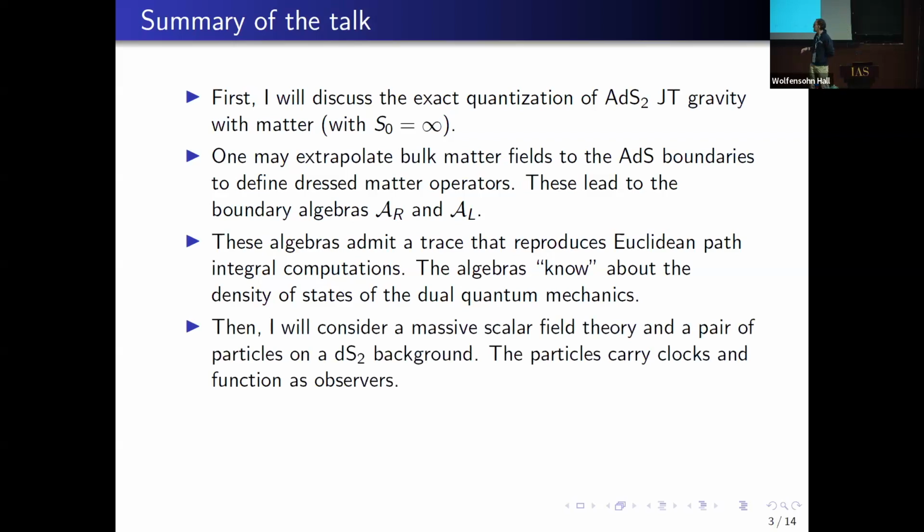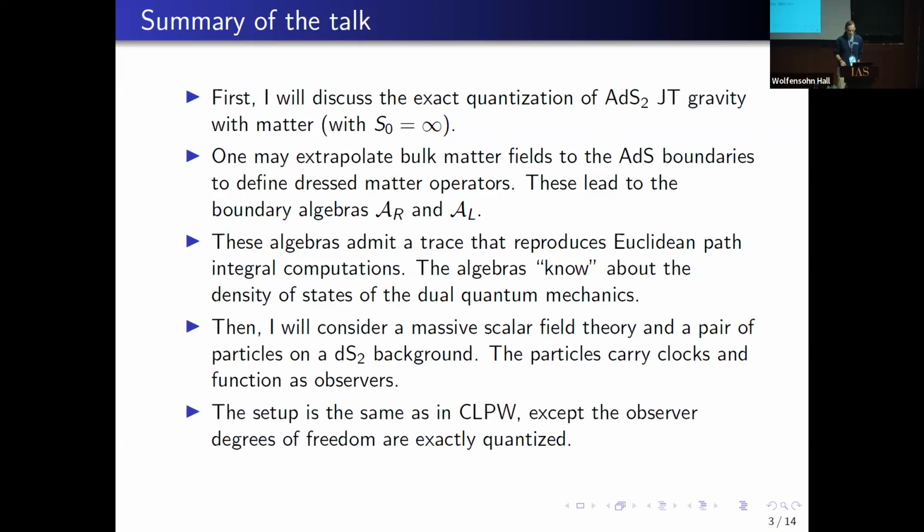Okay, so then in the second part of the talk, I'm going to transition to 2-dimensional de Sitter space. I'm going to consider a massive scalar field theory and a pair of particles on a dS2 background. The idea is that the particles carry clocks and function as observers. The setup is the same as that considered by the authors of CLPW, but the thing I'm going to do differently is exactly quantize their degrees of freedom, whereas in CLPW, the observers were traveling on classical trajectories.